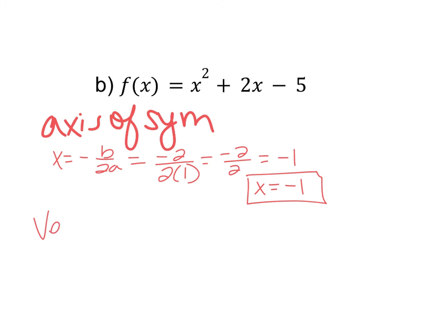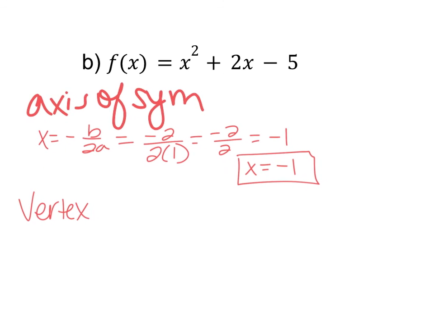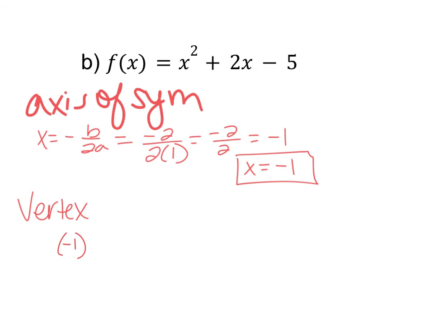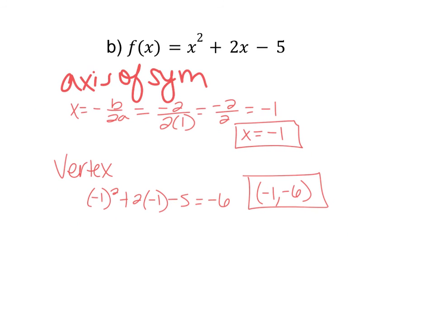Now let's find your vertex. It's going to be negative 1 squared plus 2 times negative 1 minus 5. Stick that in your calculator and you get negative 6. So your vertex is going to be at negative 1 comma negative 6. Last thing, which is the easiest, is your y-intercept. That's just going to be at 0 comma your c, which is negative 5.